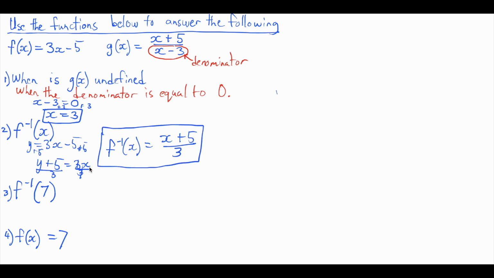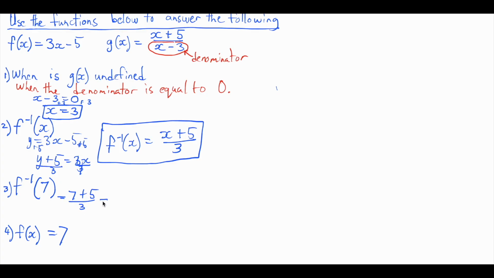Good. So now for number 3, I would insert 7 into this here. I'll end up getting (7 plus 5) over 3, which would go to 12 over 3, and that would be equal to 4. Alright, so then now this here. I want y'all to take this note down.